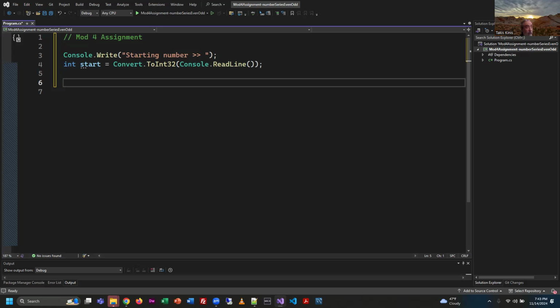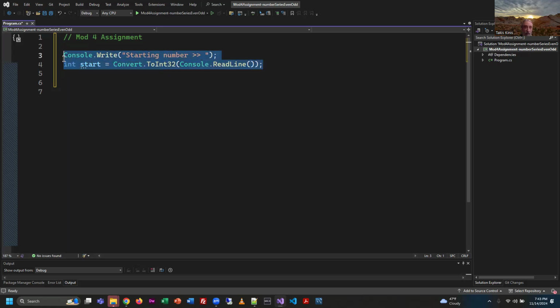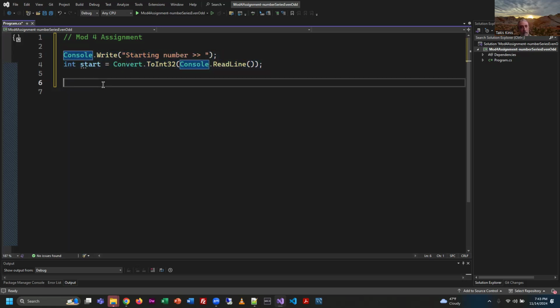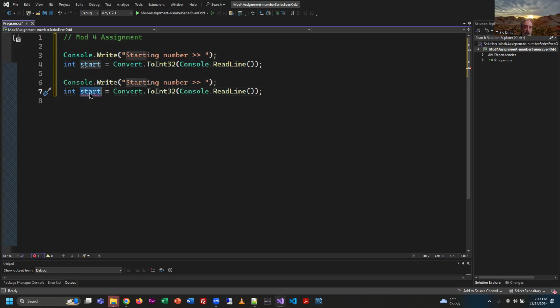And hey, if we're doing a starting number, let's do an ending number. So I'm just going to copy all of it, right? And then I'm just going to change this to end and ending number. I think that works. No reason to make it any more complicated than that.